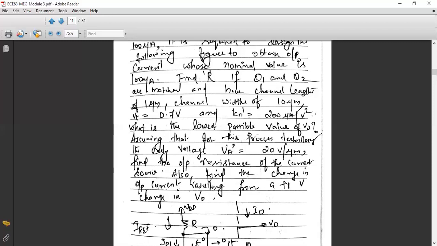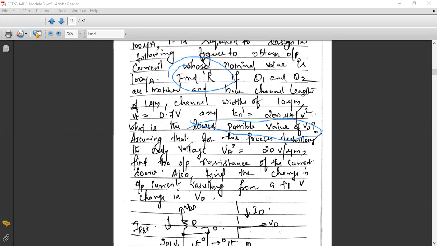So what all do we need to find out from this problem? The first one is you need to find the value of R. R is going to determine our reference current value. Apart from R, the second point you need to find out is the lowest possible value of output voltage. That is, if the output voltage goes beyond that lowest value, you can no longer say that your circuit operates in the saturation region, and the current mirror circuit is not going to perform well.